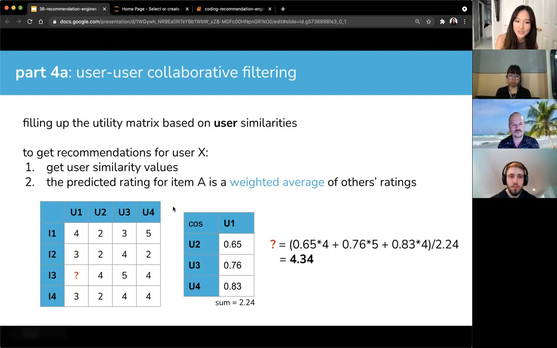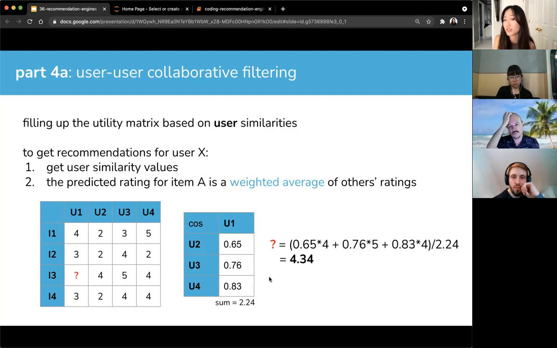I'm going to find the cosine similarity between user one and every other user. So this is really just me taking cosine similarity between the numbers 433 with 222, 344, and 524, sorry. So basically, out of all the items that users have similarly rated, I'm just getting cosine similarity between those ratings. So this is just another table showing that user 1 and 2 have a 0.65 similarity, 1 and 3, 0.76, 1 and 4, 0.83.